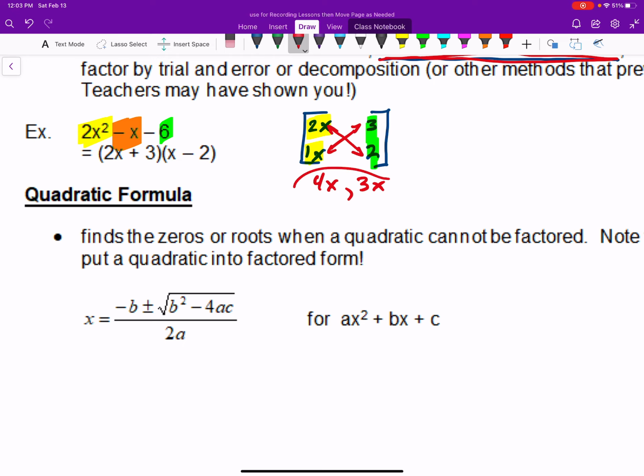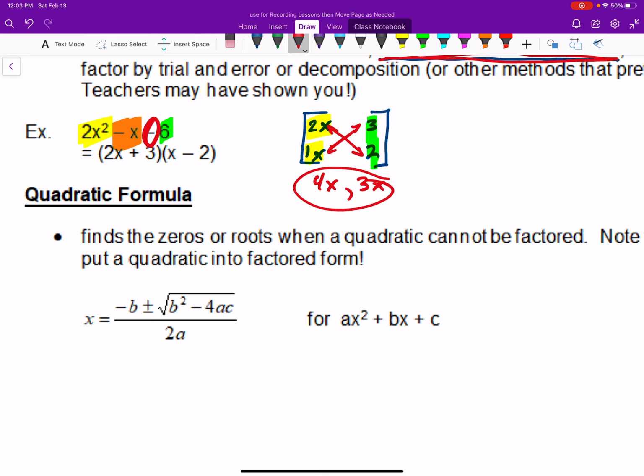And I can combine 4x and 3x to get a negative 1x as long as I have the signs right. So I think I'm on to something here. I think I've got the numbers in the right order, but I still have to worry about the signs. So as far as the signs go, I notice that this is a negative 6.